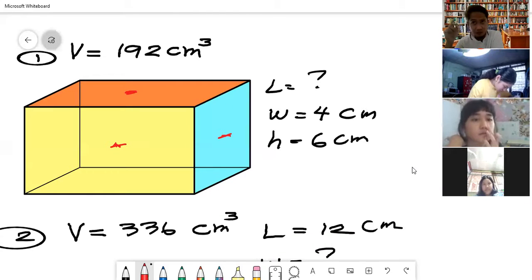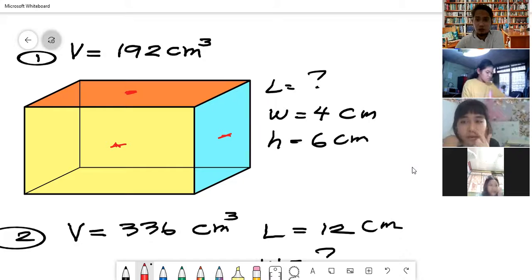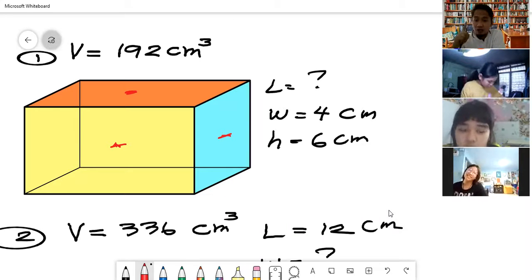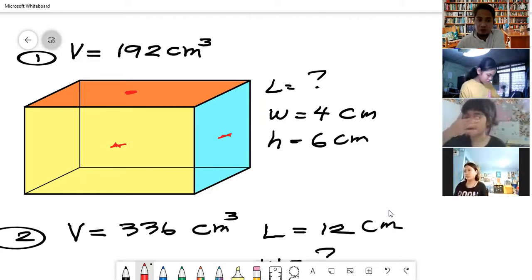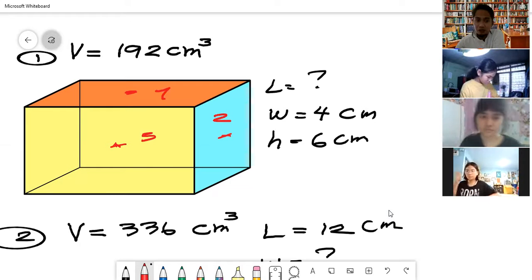Any questions, please? No questions at all? Three colors in one number. Three colors in number 1, three colors in number 2, three colors in number 3. Like that. For number 1: orange, blue, and yellow. Then number 2, another color again.